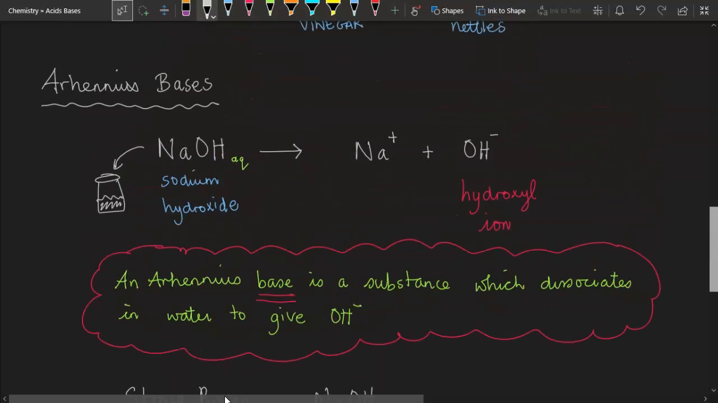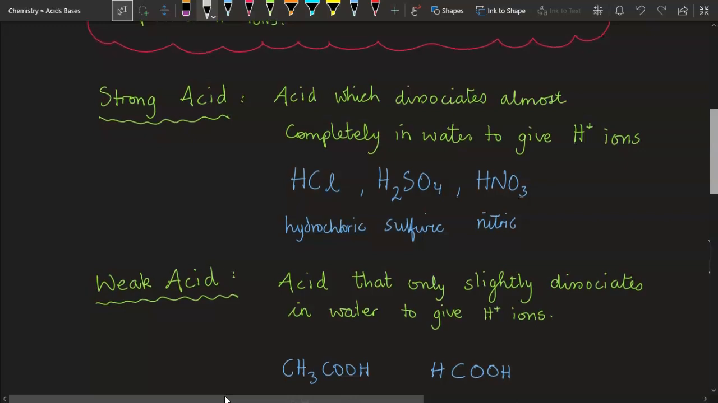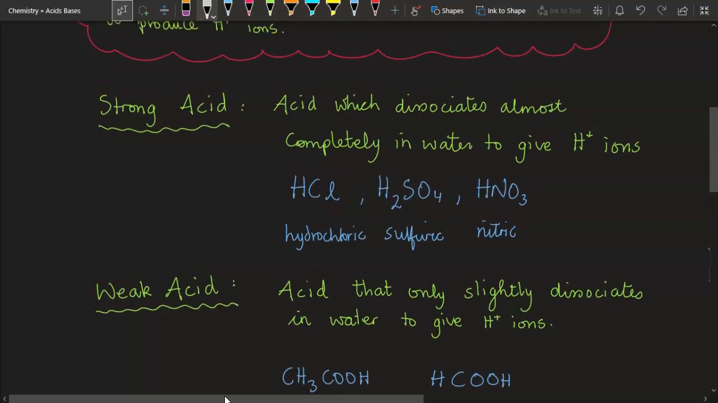The definitions still apply. So if your strong acid is an acid which dissociates almost completely in water to give H plus ions, the same thing happens with a base.